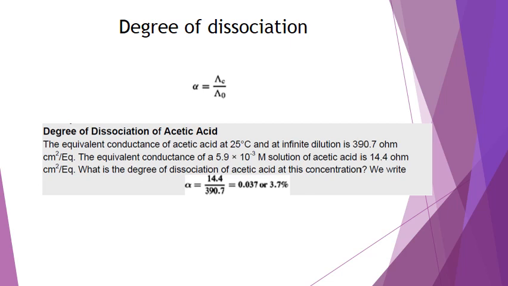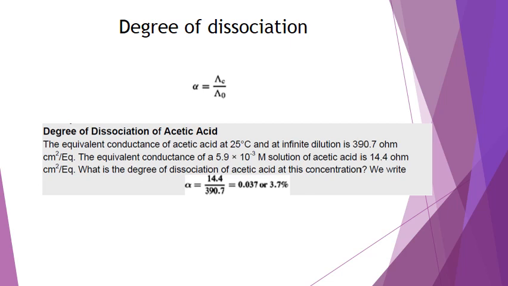So in this example, the equivalent conductance of acetic acid at 25 degrees centigrade and infinite dilution is 390.7 ohm, and the equivalent conductance of a 5.9 multiplied by 10 to the power minus 3 molar solution of acetic acid is 14.4 ohm. Now the question is, what is the degree of dissociation of acetic acid at this concentration?